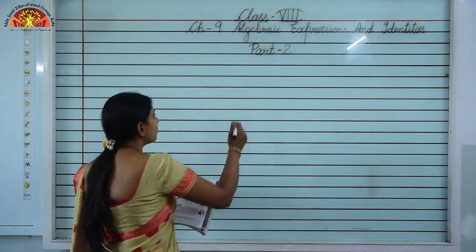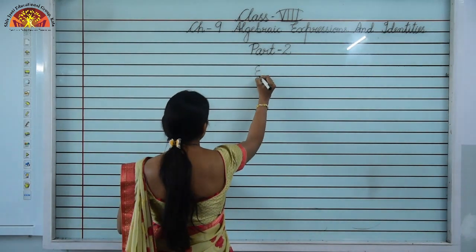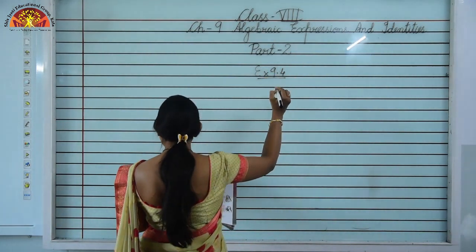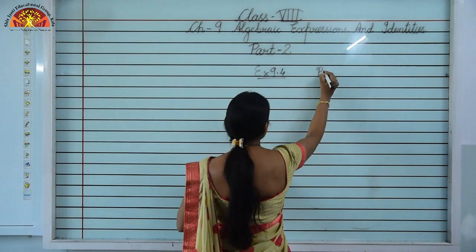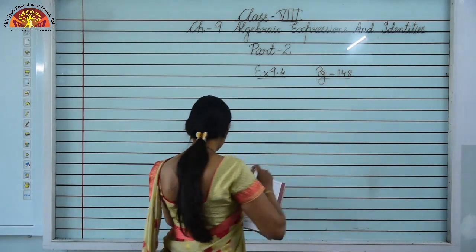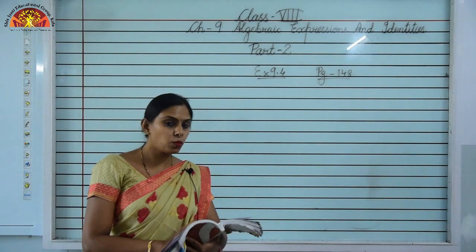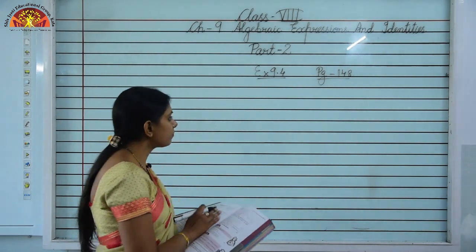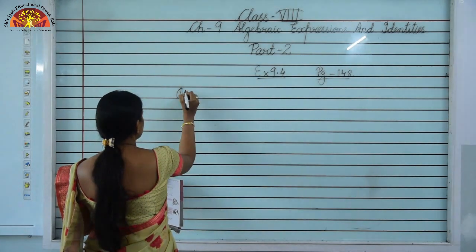I hope you are ready with your books and copies. So we are starting with exercise 9.4, page number 148. Just see question number 1, multiply the binomials. Question number 1, second part.